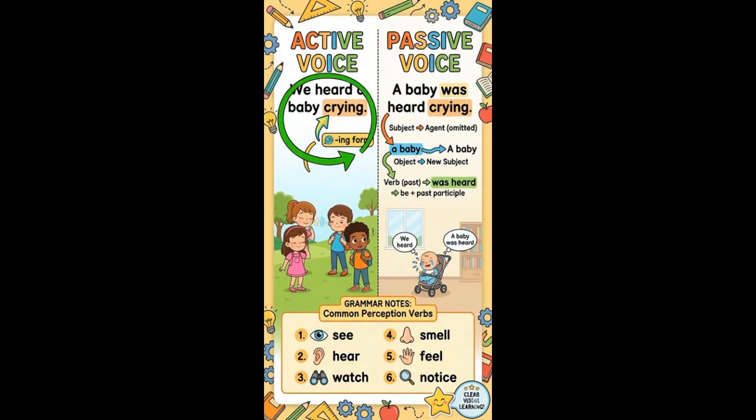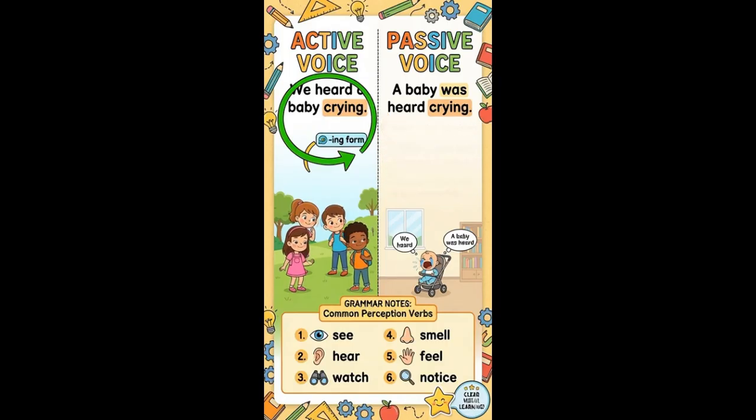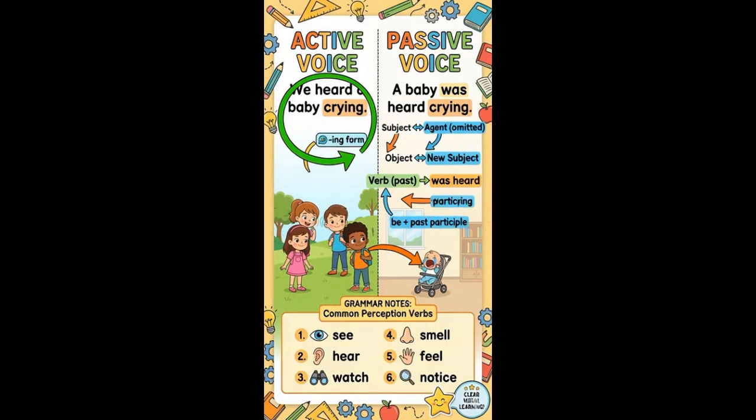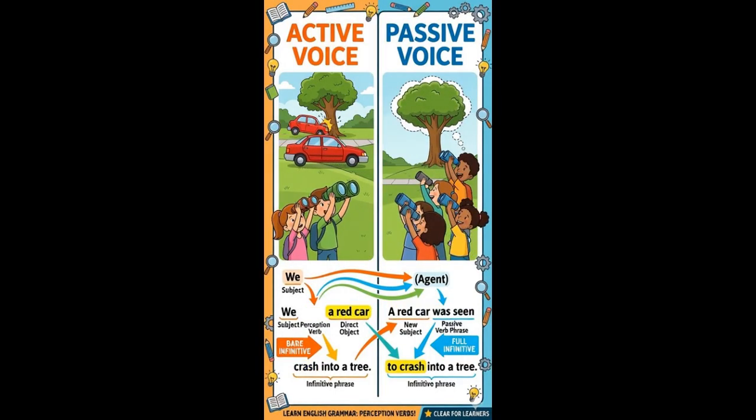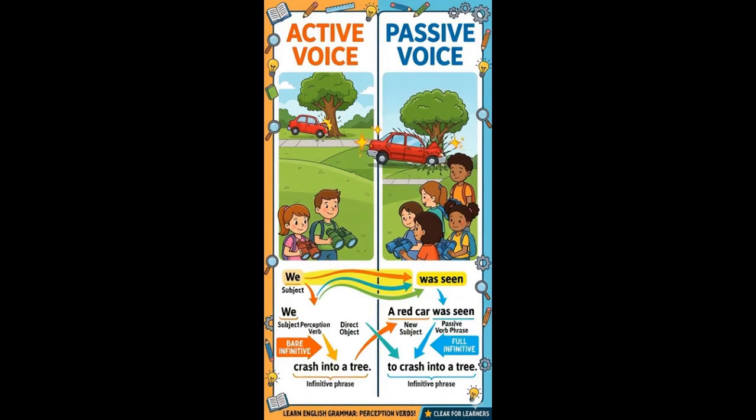In the active voice, perception verbs are followed by a bare infinitive or an ing form. In the passive voice, they are followed by a full infinitive. Remember these common perception verbs. Verbs of perception, like see, take a bare infinitive in active voice. We saw a red car crash into a tree. In passive voice, they take a full infinitive.